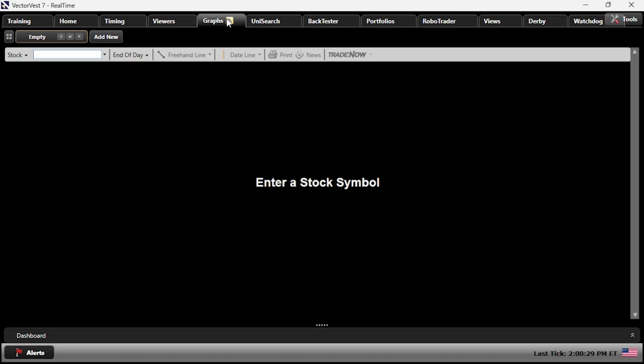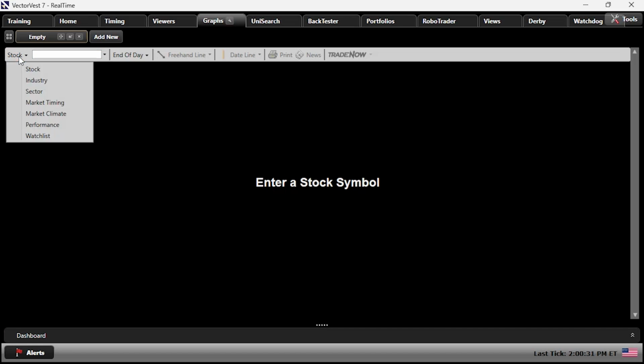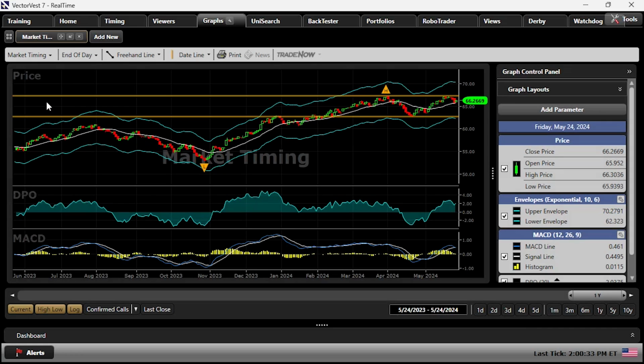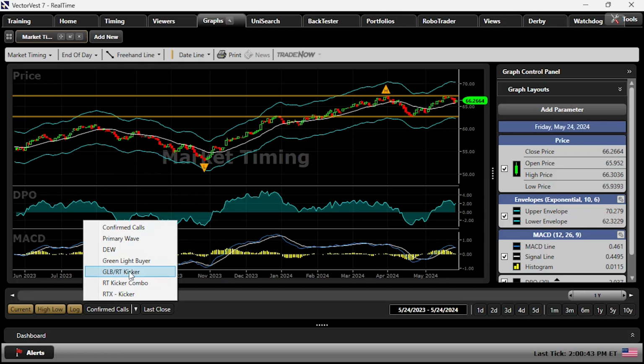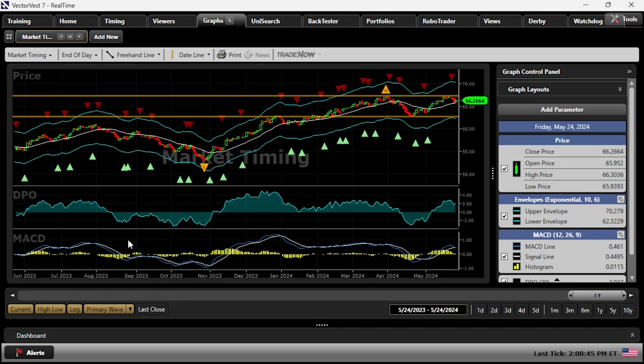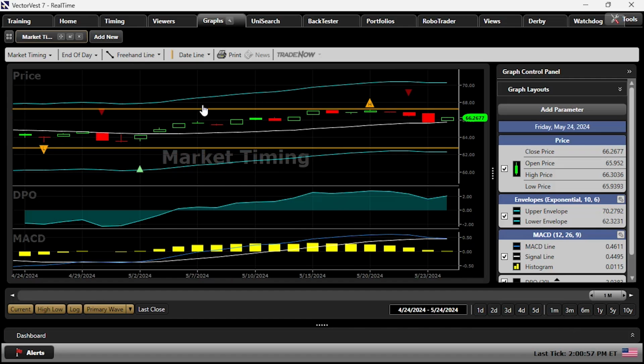I'm going to go to the market timing graph. I'm going to bring up a market timing graph. And from here, I want to use one of the fastest indicators we have, if not the fastest, called the primary wave. I'm going to go down to the bottom, click on primary wave. Now I want to still keep this super simple. Let's look at the most recent primary wave up to down. We're going to put this on a 1 month graph, and here we go.